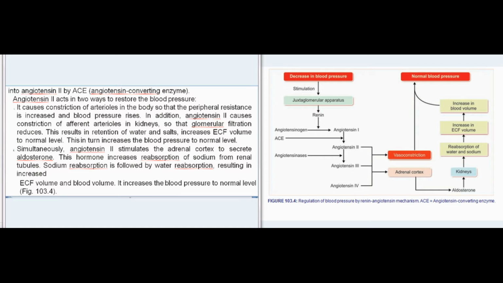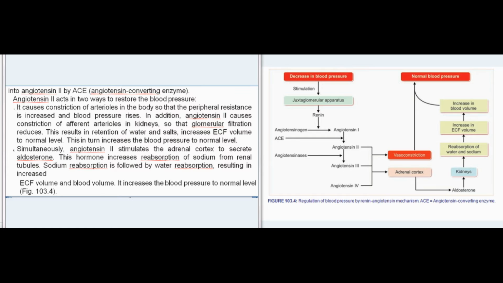Angiotensin II acts in two ways to restore the blood pressure. It causes constriction of arterioles in the body so that the peripheral resistance is increased and blood pressure rises. In addition, angiotensin II causes constriction of afferent arterioles in kidneys, so that glomerular filtration reduces. This results in retention of water and salts, increases ECF volume to normal level. This in turn increases the blood pressure to normal level.